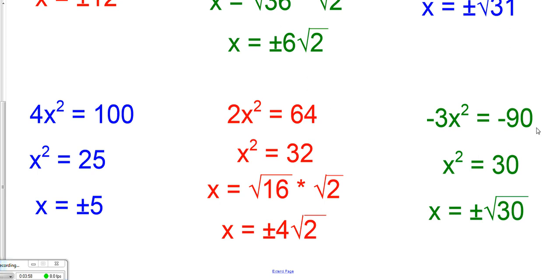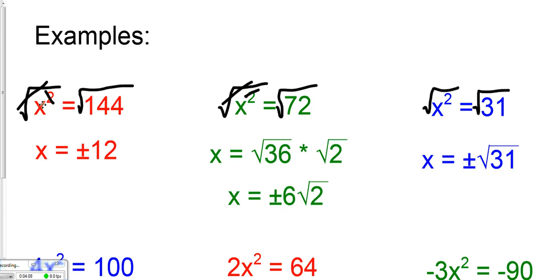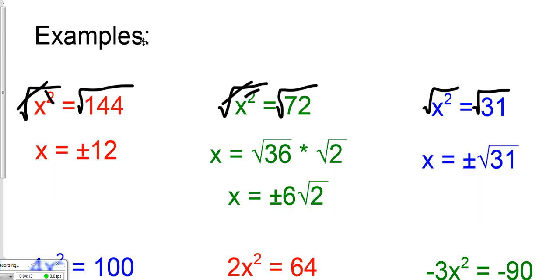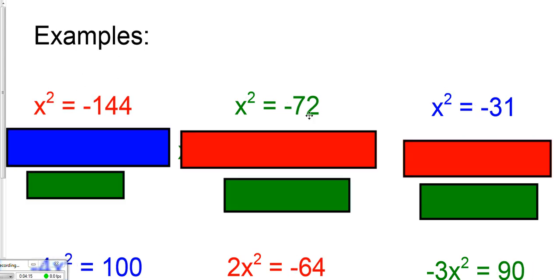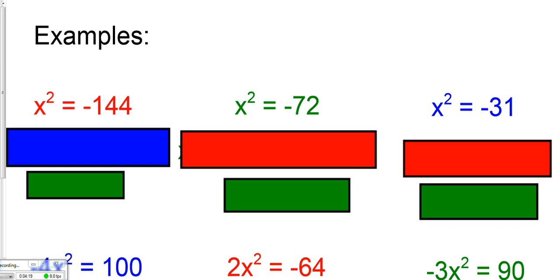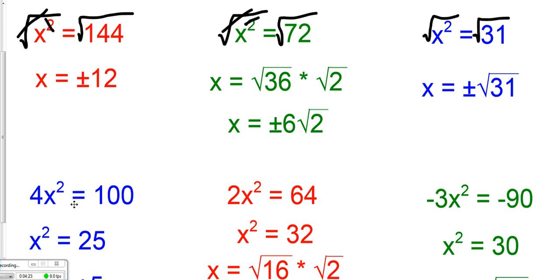So this is how we'd solve using just real numbers, solving our quadratics by taking the square root. Next step, however, and again, all I did was x squared equals 144, negative 144. 72, negative 72. 31, negative 31. Down here, I suppose I should show down here first.